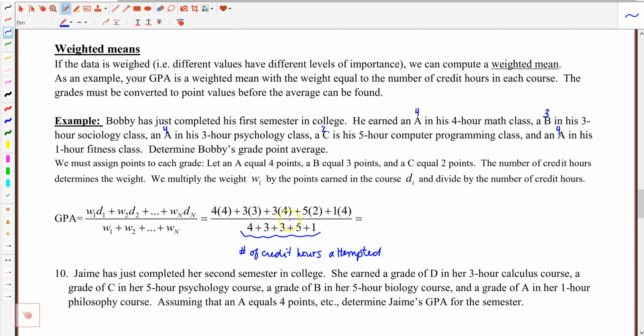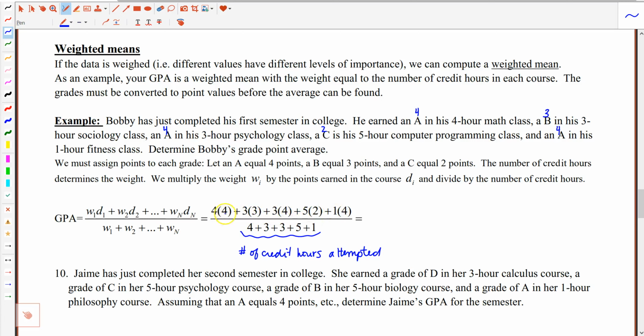Up here in the numerator, you can see these same values, this 4, this 3, this 3, the 5, and the 1, but then I'm multiplying it by the grade that you got for that class. So this was a 4 credit hour class where the student got an A, so that was worth 4 points. This is a 3 credit hour class where the student got a B. This is overall worth 9 points. This is a 3 credit hour class where the student got an A. This is worth then 12 points. So on and so forth. We're going to do that for all of the different classes.